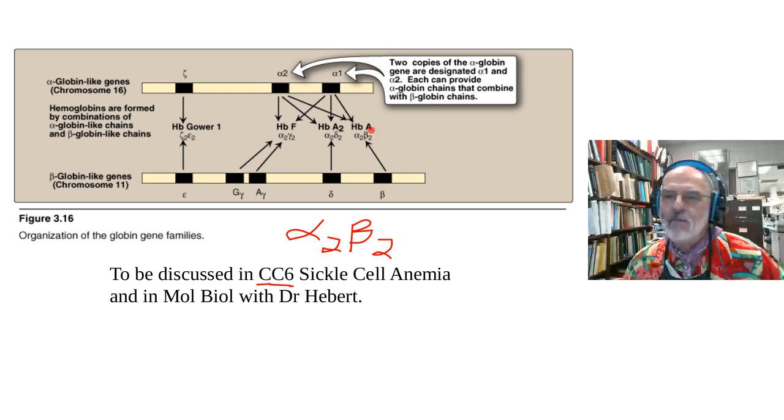The main form is hemoglobin A, and the minor form is hemoglobin A2, okay, delta. Okay, so hemoglobin A makes an alpha 2 beta 2 tetramer, and delta makes an alpha 2 delta 2 tetramer. All right, again, we're diploid, so all of these genes have 2 copies.